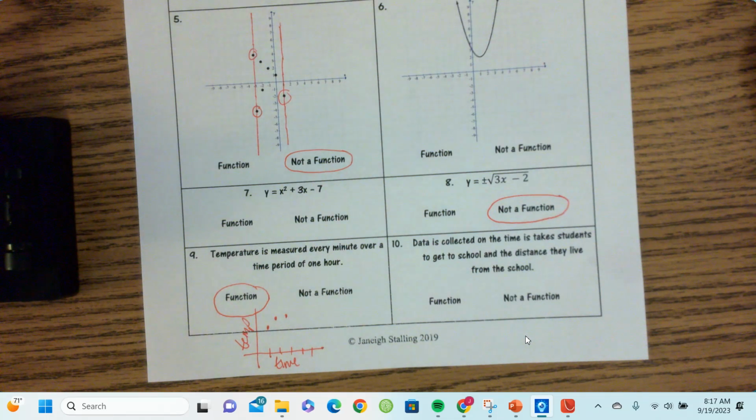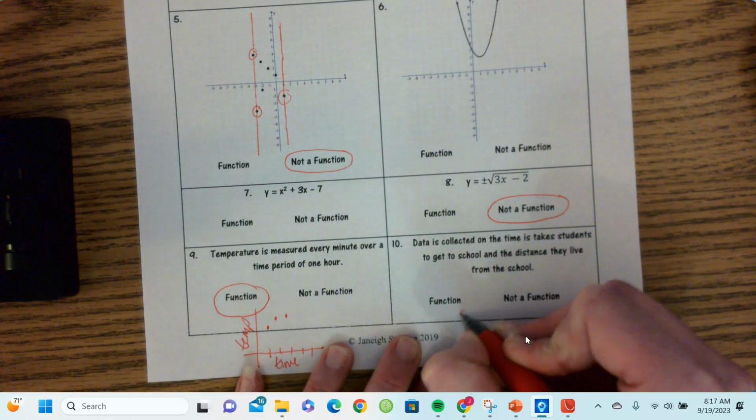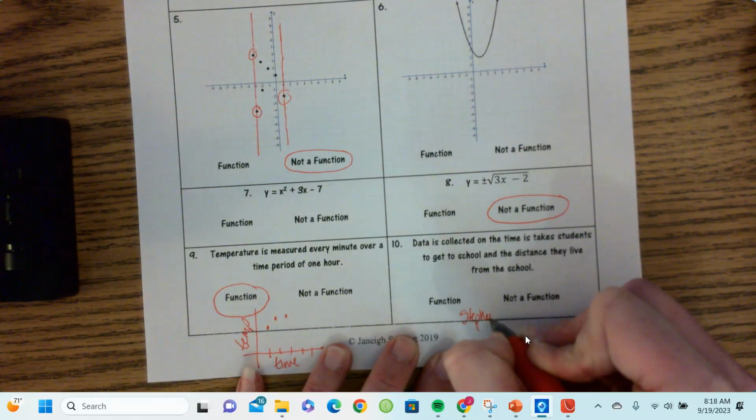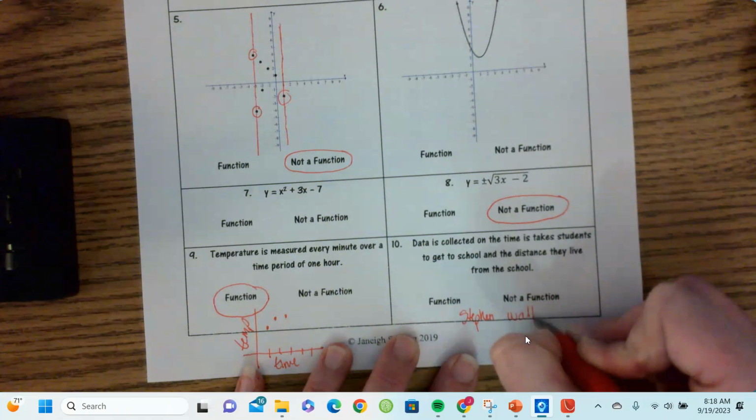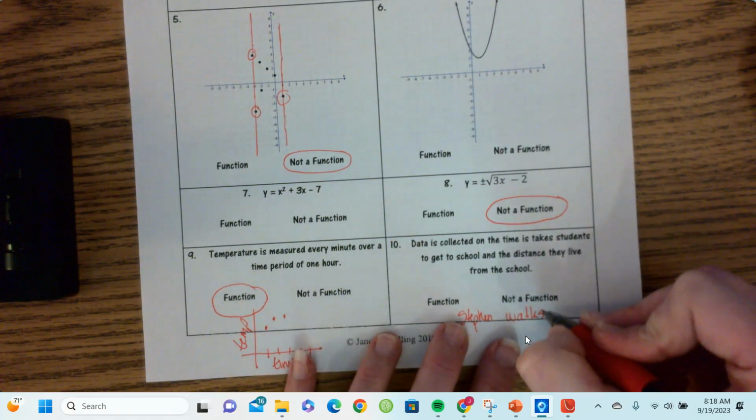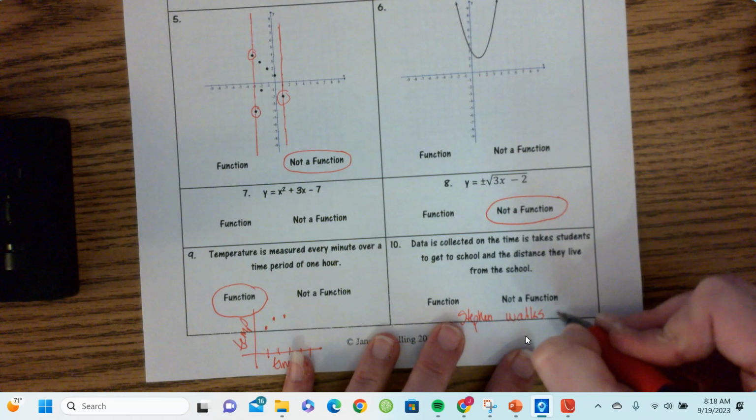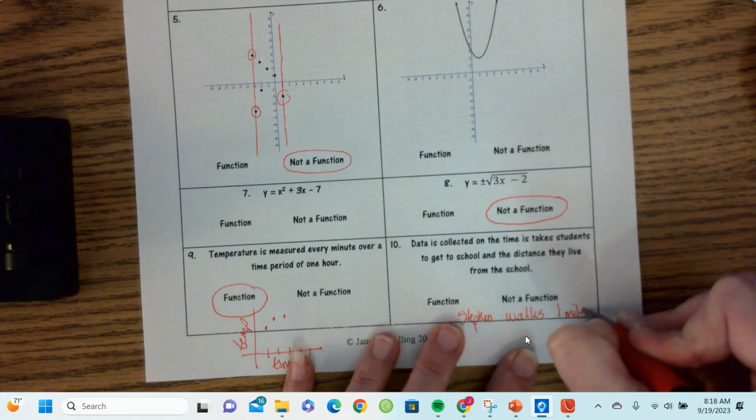So number 10, data is collected on the time it takes students to get to school and the distance they live from school. So do I have anybody that walks? Okay. So we're going to say Stephen, and he walks. He walks 1 mile.